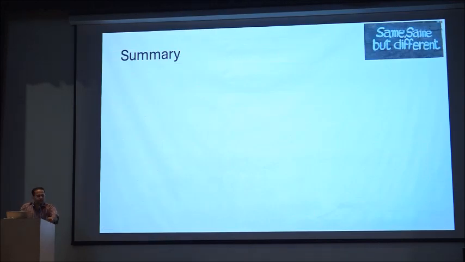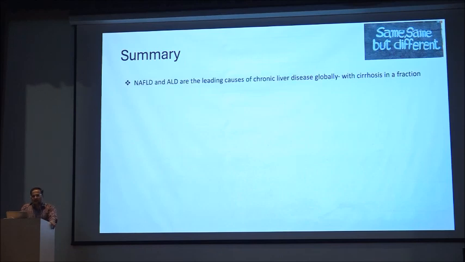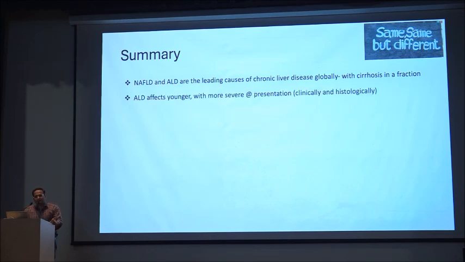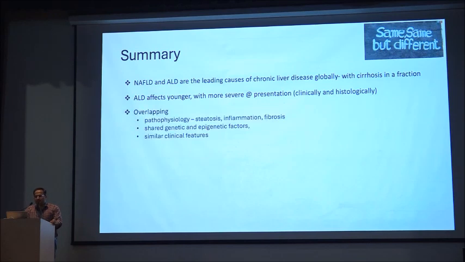So to summarize, NAFLD and ALD are the leading causes of chronic liver disease globally, increasing in numbers over time, with cirrhosis developing in only a fraction of them. ALD affects the younger, with more severe presentation, both clinically and histologically. There are many overlapping pathophysiologic features like steatosis, inflammation, and fibrosis. There are shared genetic and epigenetic factors. Clinical presentations are also similar.